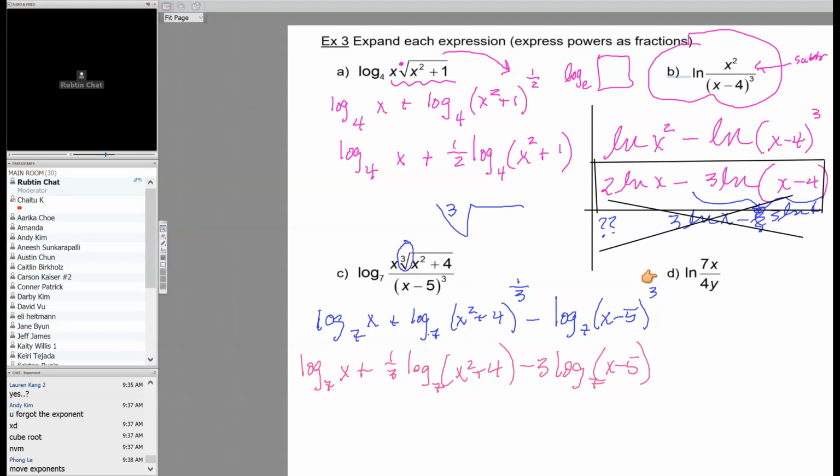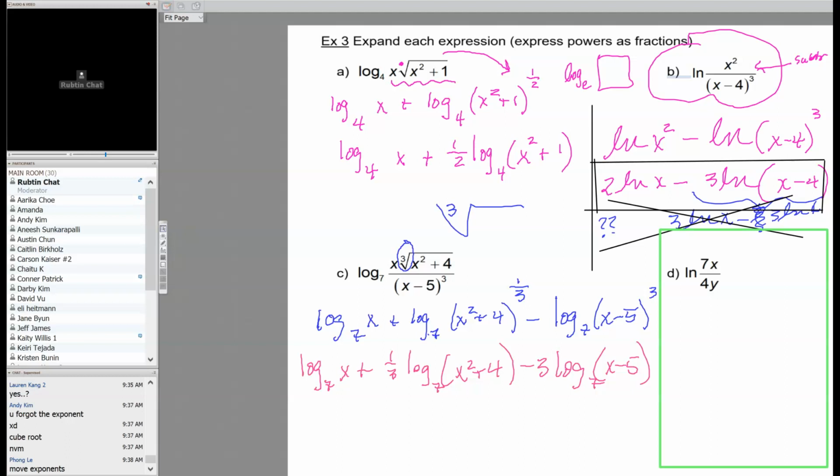All right, what I want you to do is give me the final answer for this one. It's going to be spread into 4 different terms. So just the final answer. Text it in, but don't hit send. This guy, you're breaking it up. When you're all done, you should have 4 different terms.